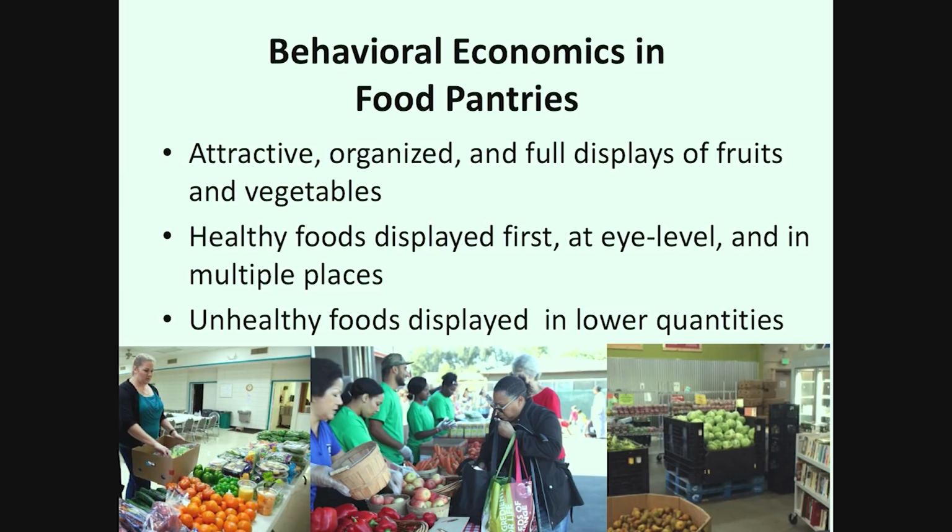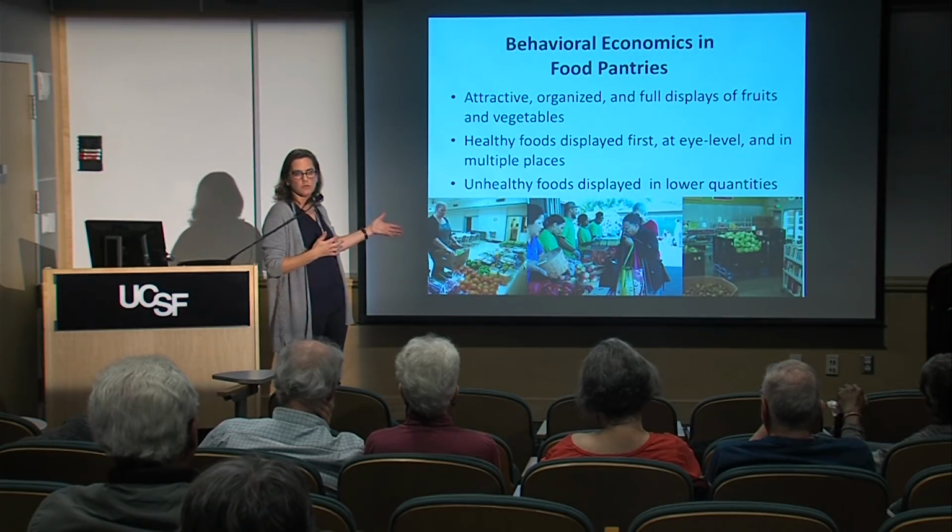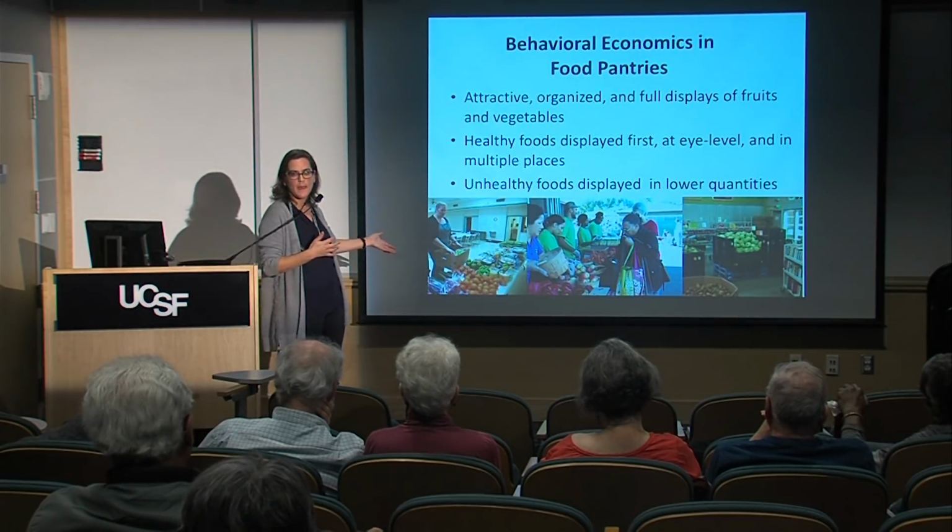Now, this is the ideal way in which a grocery store should be arranged as well, but there's a lot of market forces in your grocery store that will prevent this from happening. But we can sometimes do this in the food pantry and sometimes have really tremendous impacts on the food that people choose to take home from the food pantry.